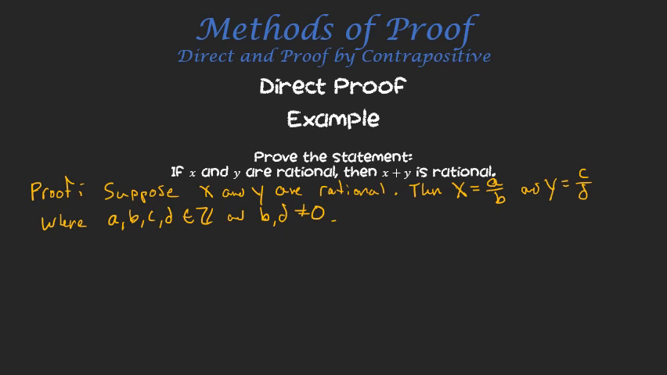We want to show this conclusion about x plus y, so we want to investigate that sum just like we did in the last one. So x plus y would be equal to a over b plus c over d. And keep in mind our end goal here, we want to show that that sum is rational. So I'd like to write this sum, a over b plus c over d, as a rational number. So I need to write it as an integer divided by an integer and make sure the bottom's not 0. Well, how do we add 2 fractions? We can find a common denominator and then add their numerators.